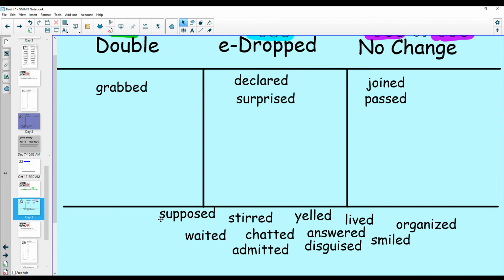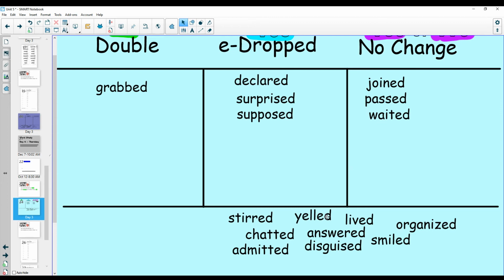Let's do this one. Supposed. Take off this ED. Okay, let's look. There is 2 P's, but they don't come right after the ED. This is a long O. It needs an E. This is a drop E. Okay, weighted. Let's look. Take off the ED. Weighted. 2 vowels. No change.